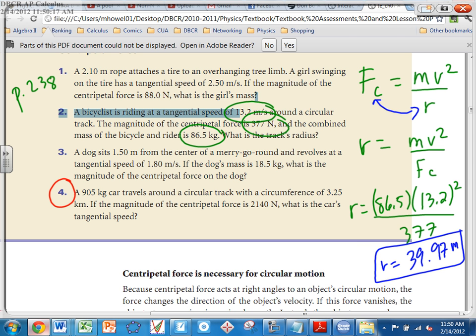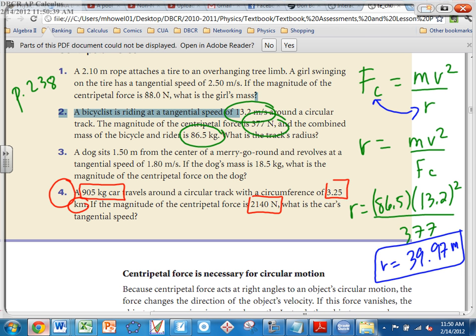Check your number, please. A 905 kg car travels around a circular track with a circumference of 3.25 kilometers. We did number 2, now we're going to do number 4. What is the car's tangential speed? Notice the kilometers here, be careful. Oh, we have to convert. So you have to convert.